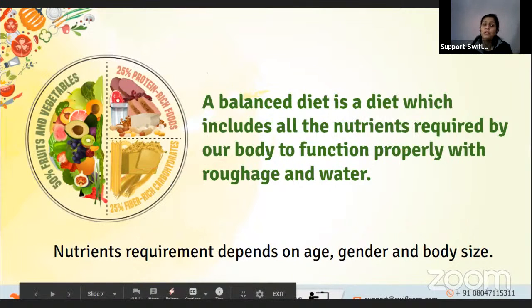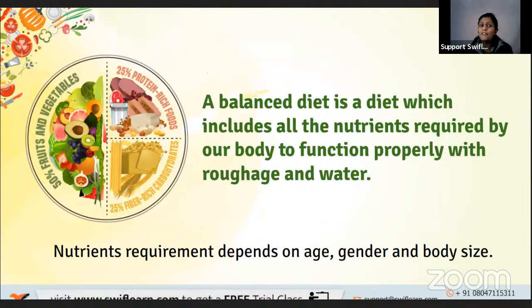So just have a quick look at the chart. This is basically a chart showing the balanced diet. You can see that half of this chart shows that 50% of your diet should contain fruits and vegetables. You are eating chapati, rice, methi and everything, green leafy vegetables, pulses. But the most important thing is that your diet should include 50% fruits and vegetables.